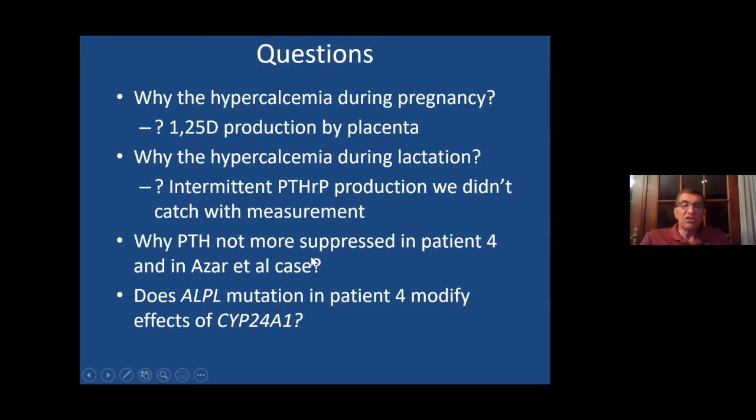Why is the PTH not more suppressed in patient 4, and in one of the cases, at least, from the Mayo Clinic? I'm not sure. Now, I did find a report of coexistent primary hyperparathyroidism and this disease in a patient who also had CKD. And does the ALK-Phos mutation in patient 4 modify the effects of this? Some of these patients are hypercalciuric and even hypercalcemic.